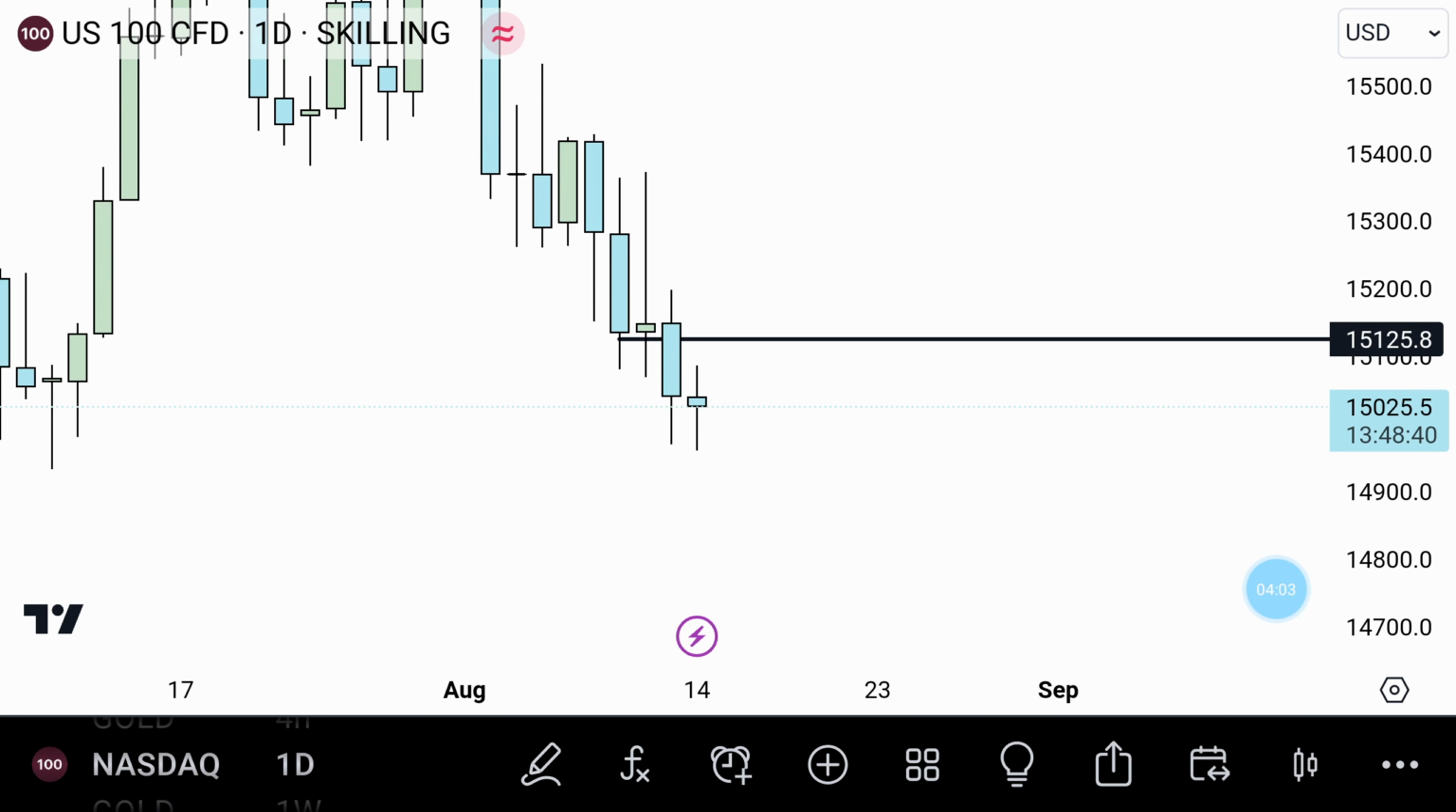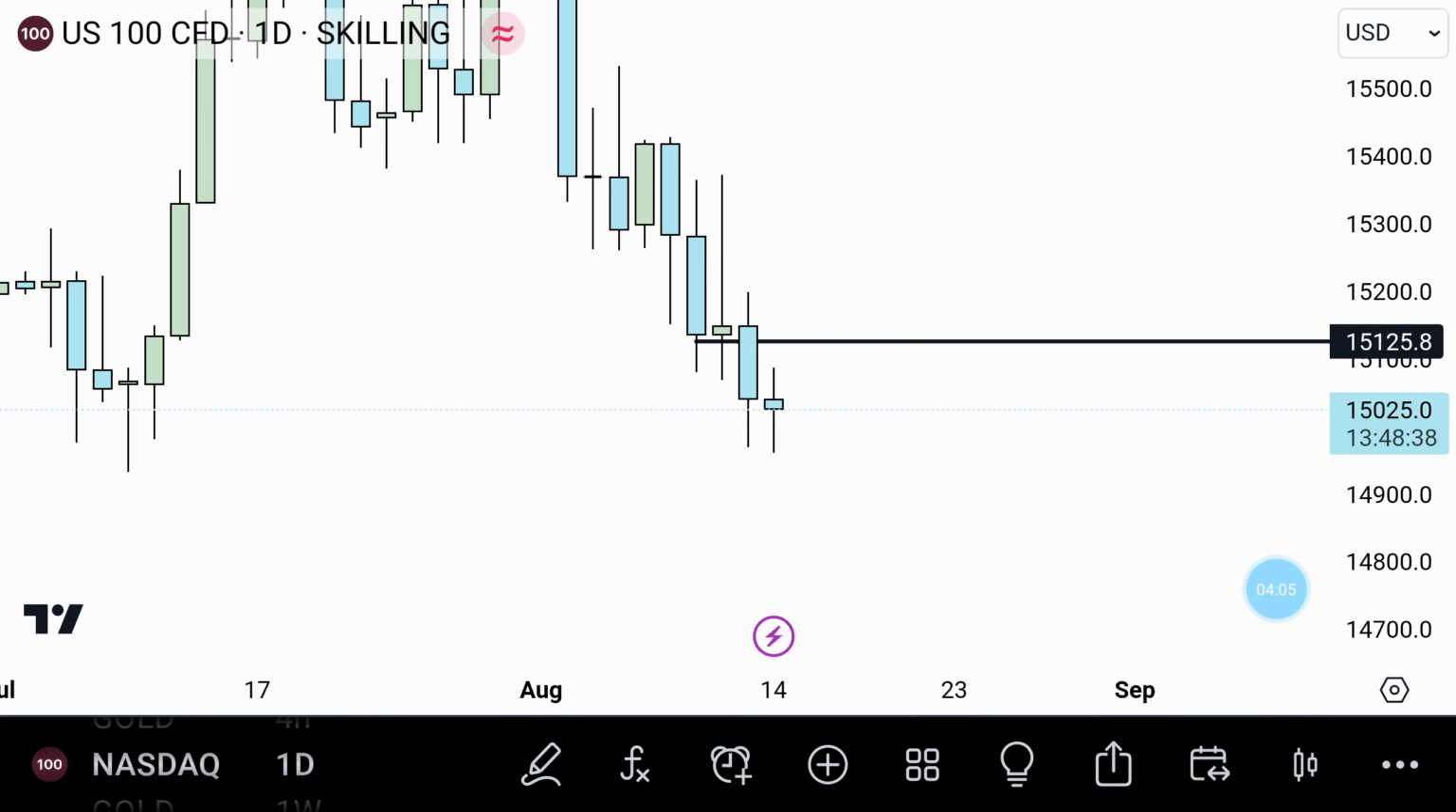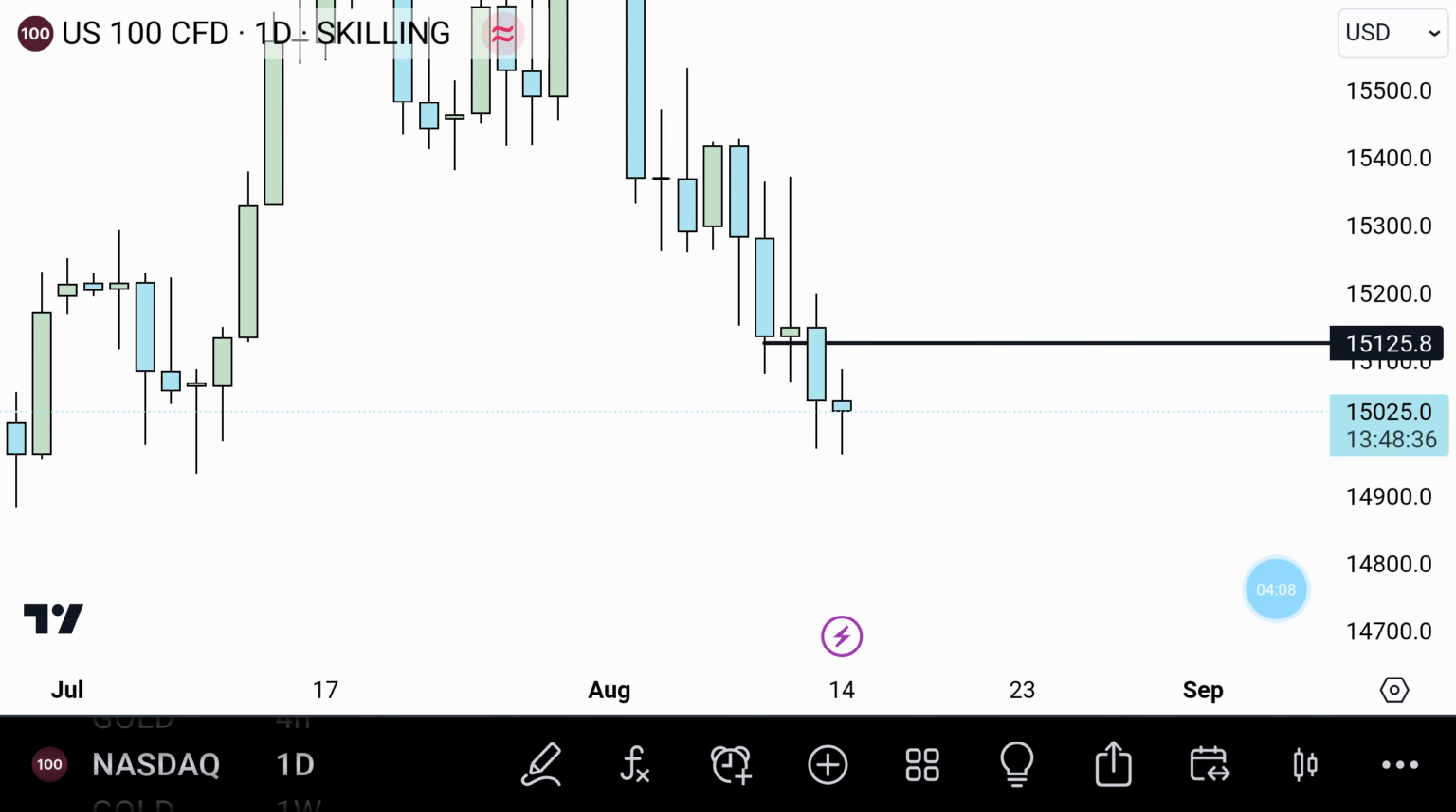Don't be scared to change your bias, guys. When the market says buy, buy. When the market says sell, sell. Simple as that. Don't force things.